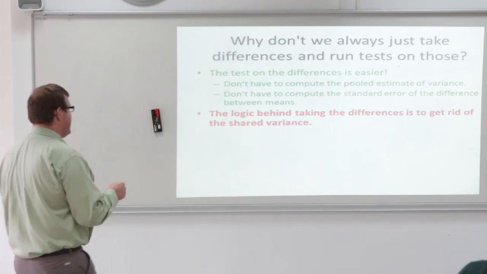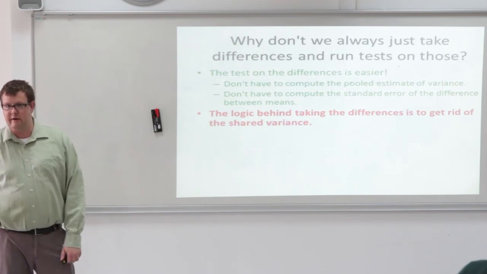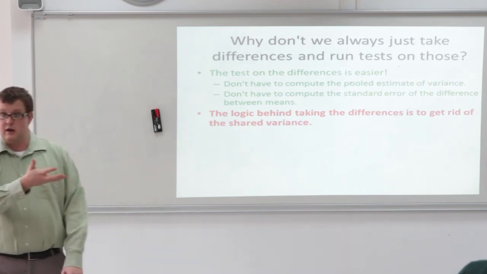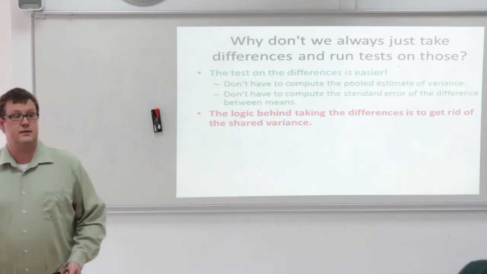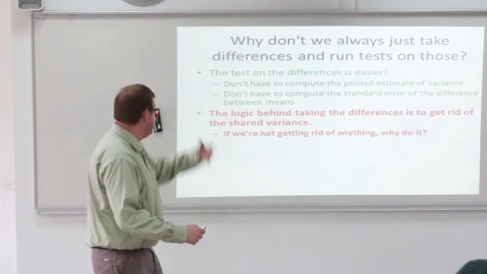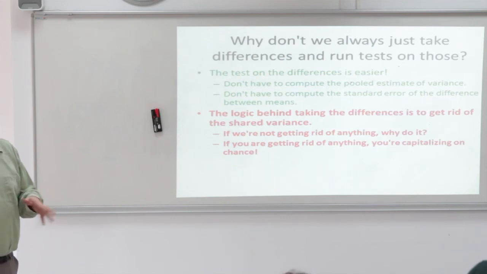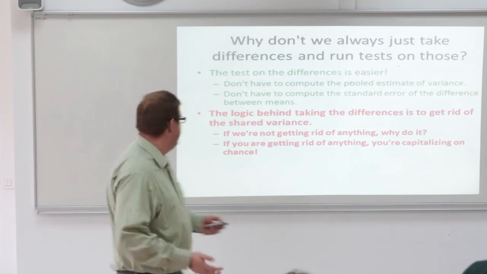Well, the logic behind taking the difference is to get rid of that shared variance. By getting rid of that shared variance, you are decreasing the denominator. As you pointed out earlier, if you don't have much shared variance, you're going to be increasing the denominator. This will make it harder for you to reject. If you're not getting rid of anything, there's maybe no point in doing it. But if you are getting rid of something and the samples really are independent, then you're just basically taking advantage of chance, that the samples were slightly correlated because of chance, right?